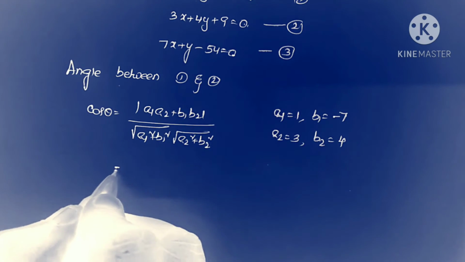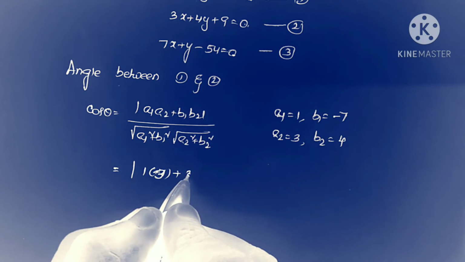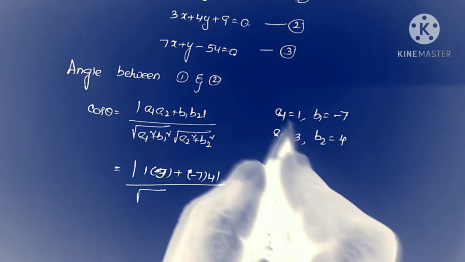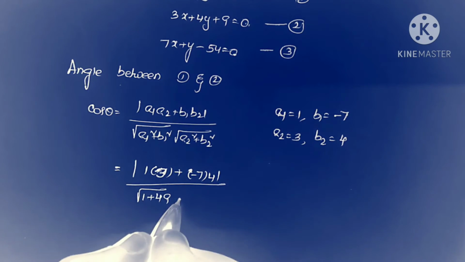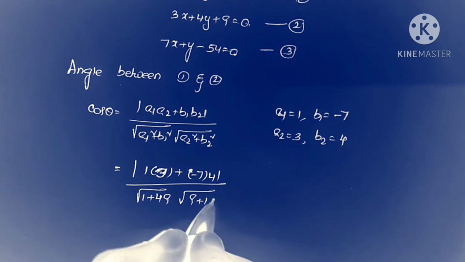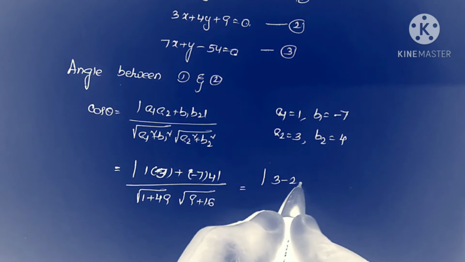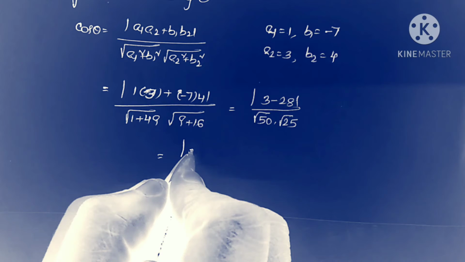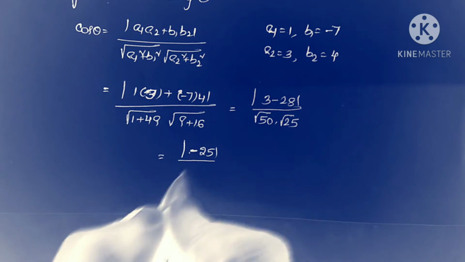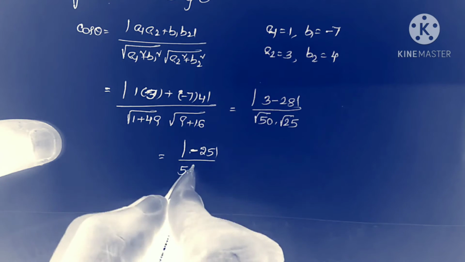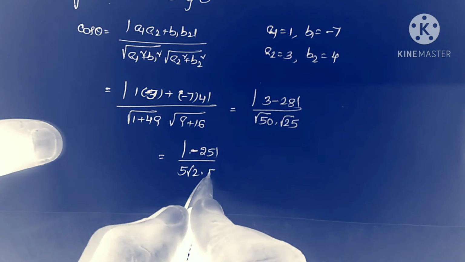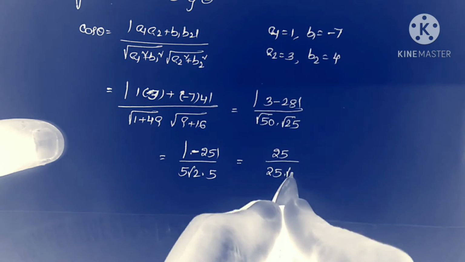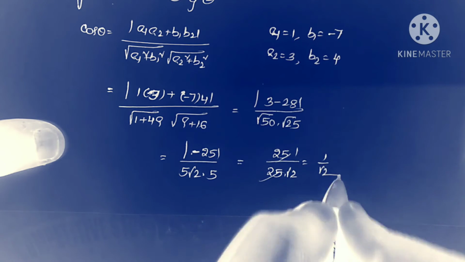Now replacing the values, this is equal to a1 a2, 1 into 3, plus b1 b2, minus 7 into 4, by square root of a1 square plus b1 square, 1 plus 49, into a2 square plus b2 square, 9 plus 16. Now this is 3 minus 28 by root 50 into root 25, which is equal to minus 25 by root 50. Root 50 is equal to 5 root 2, 25 into 2, and root 25 is equal to 5. Under modulus this becomes plus, so 25 by 25 into root 2 is equal to 1 by root 2.